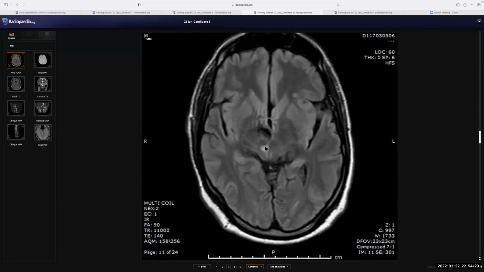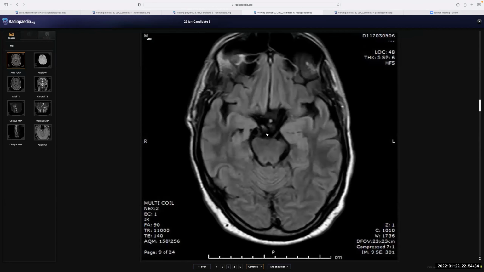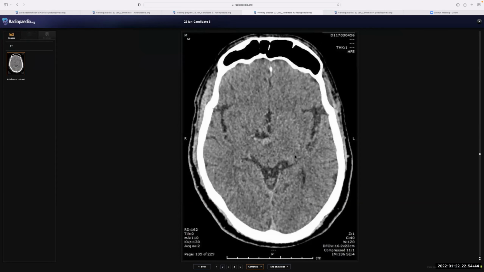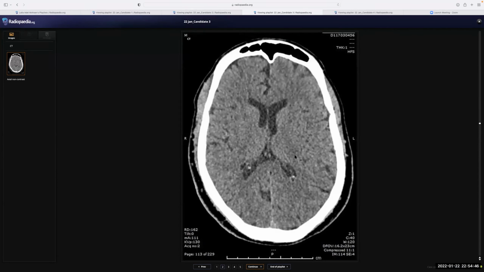So this is the whole point. This patient did have a small infarct here, and these were all normal vessels, just congenital variation in the vessels.